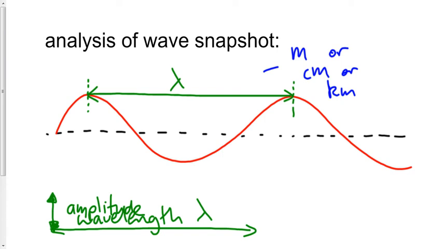The same applies to the amplitude. If you do that in an exam and you don't label it accurately, you're going to lose the mark. So from a snapshot of a wave, we can get the wavelength measured in meters, we can get the amplitude, which could be measured in all sorts of things.